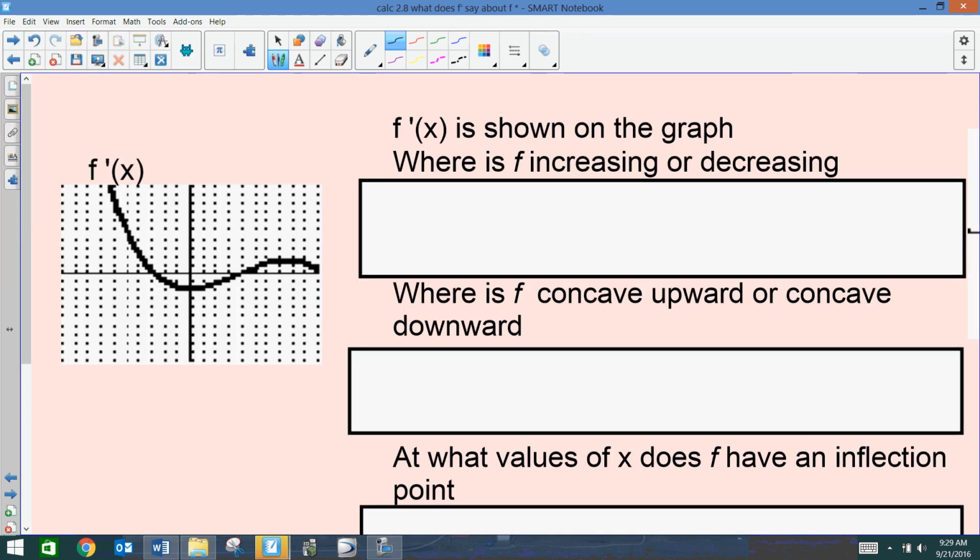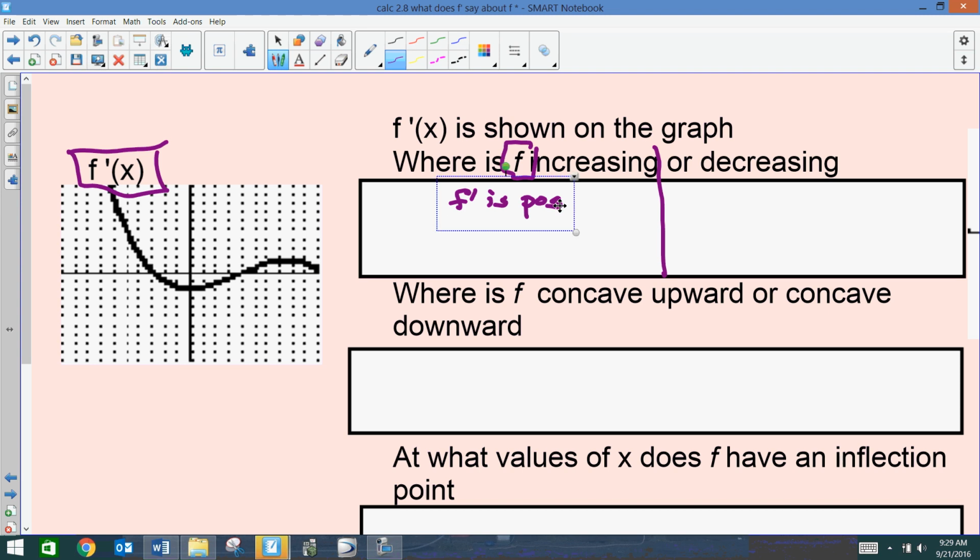Next, we're going to look at this graph, and please note that this is F prime, not your usual F that you're used to looking at. So this is the F prime function. You've got to wrap your head around that. Where is F, which we are not looking at, increasing or decreasing? F is increasing when F prime, remember from the other day, is positive. So we're back to increasing and decreasing.